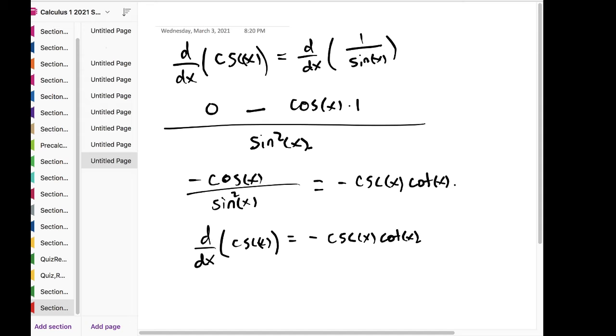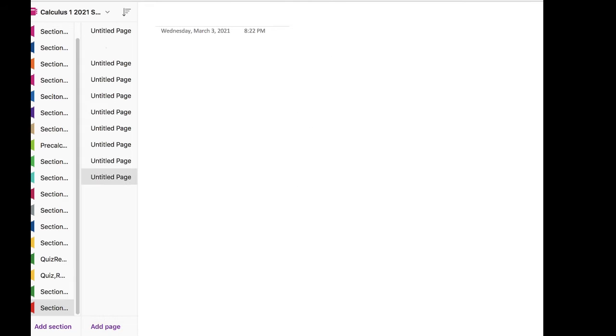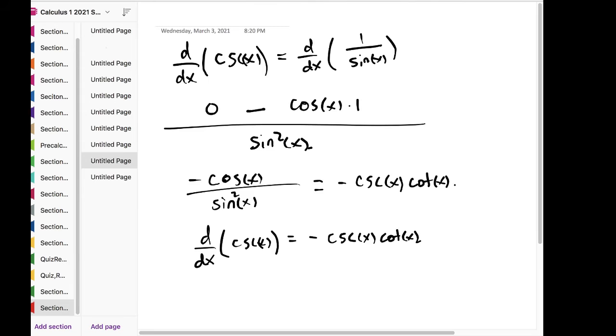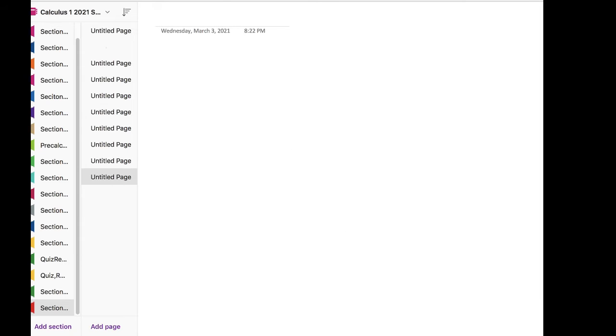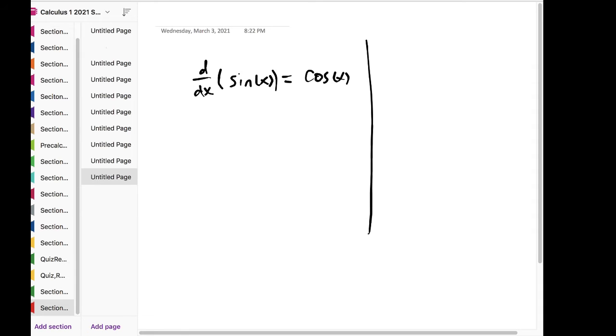Okay, so now let's make a chart and then maybe see some connections. Again, I recommend just doing this out every time until you naturally have it memorized. Okay, so what's the derivative of sine? It's cosine. What's the derivative of cosine? Negative sine.